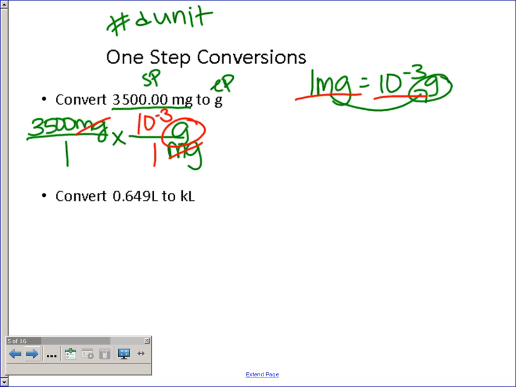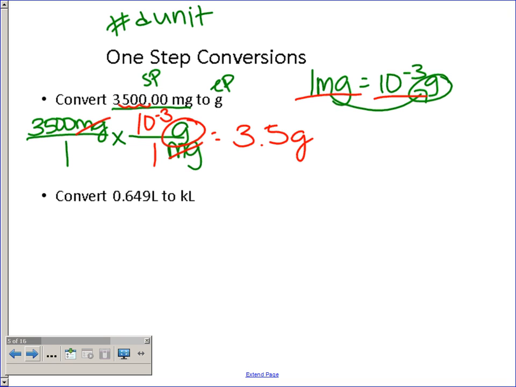At this point, I can solve. 3,500 times 10 to the negative third gives you 3.5 grams. Now you can go back and check using the rules you were taught in earth science and middle school, 1, 2, 3, and find the same answer, but I need to see the work. The work is what you get credit for.